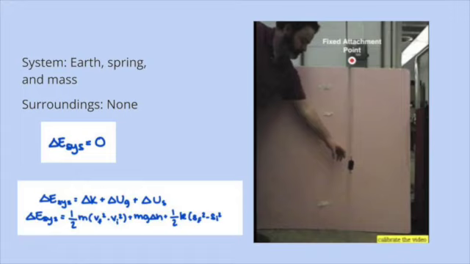Our system consists of the Earth, the spring, and the mass. Therefore, we have nothing in our surroundings. So there is nothing to do work, so delta E system equals 0. Delta E system is going to equal delta K plus delta UG plus delta US equal to 0.